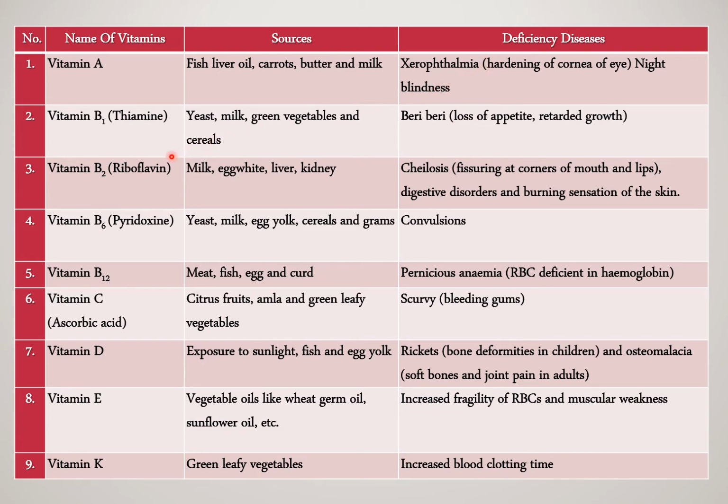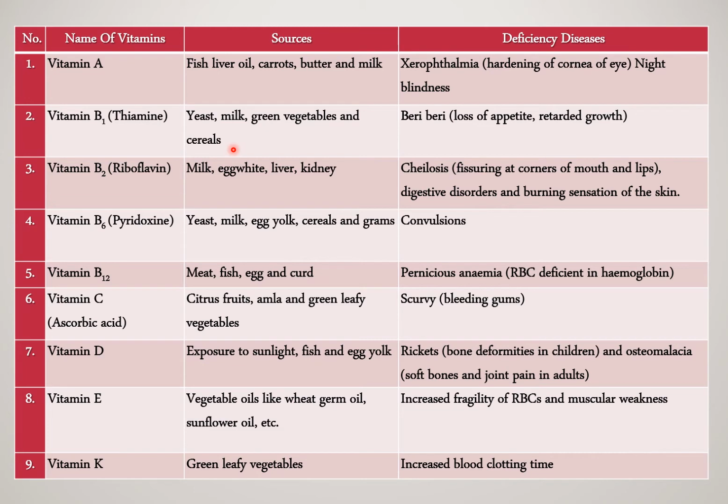Vitamin B1, if it is not sufficiently present in the body, causes a disease called beriberi. So what problems are caused by beriberi? There would be retarded growth, loss of appetite. So how do I get vitamin B1? From milk, green vegetables, yeast, cereals, etc.